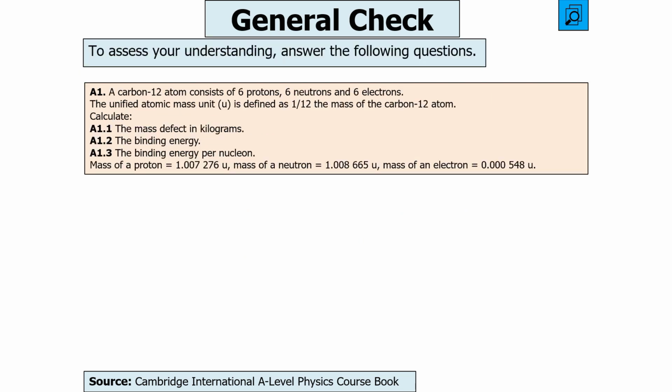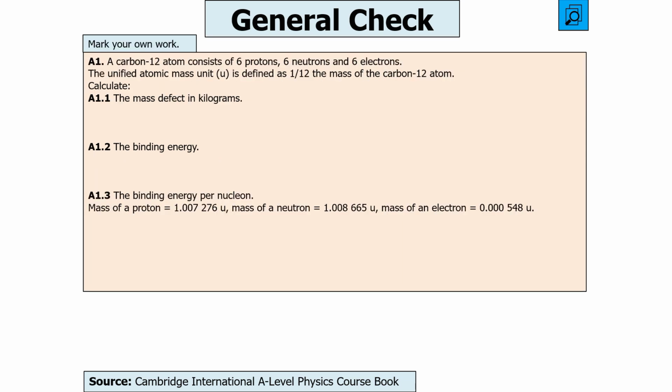The next question says, a carbon-12 atom consists of 6 protons, 6 neutrons, 6 electrons. The unified atomic mass unit u is defined as 1/12 of the mass of a carbon-12 atom. Calculate the mass defect in kilograms, the binding energy, and the binding energy per nucleon. So pause the video now, then unpause the video when you want to go through your answer.